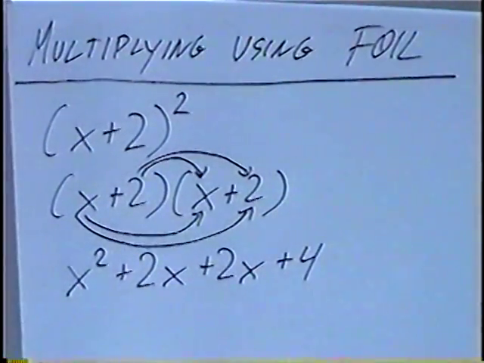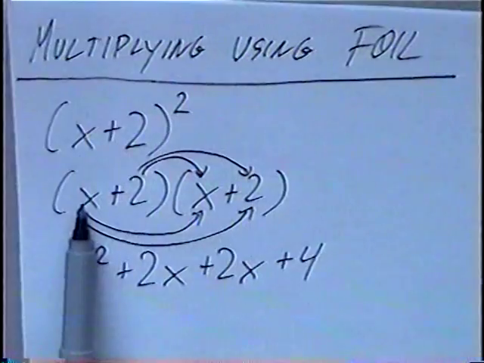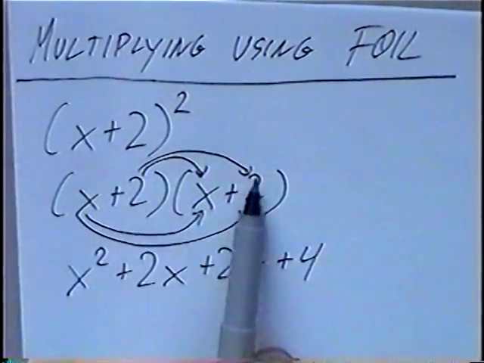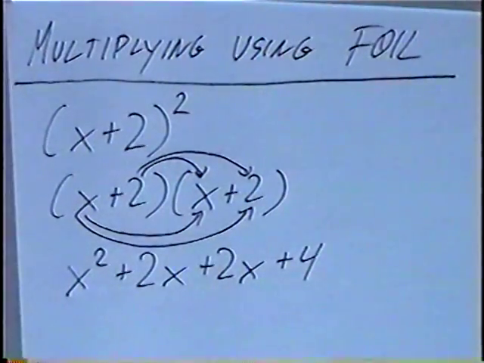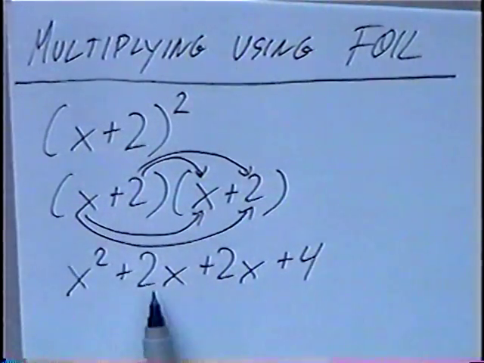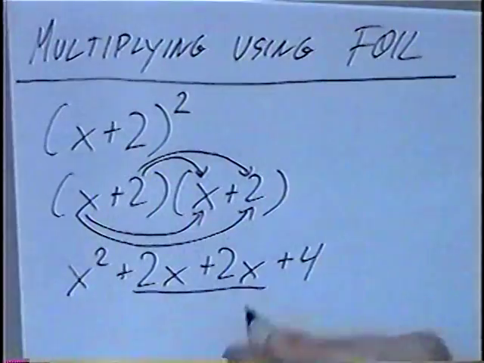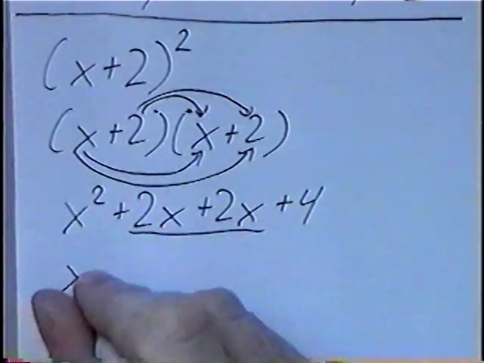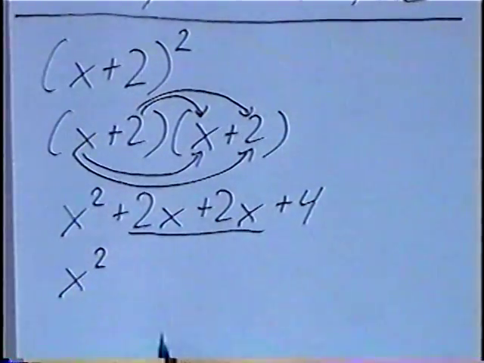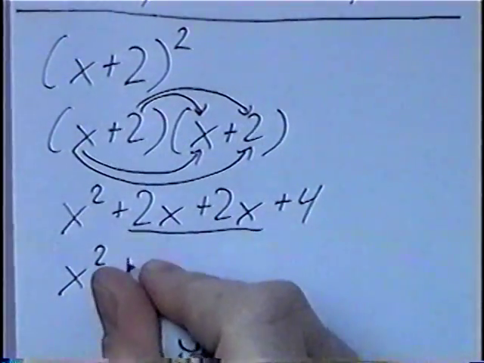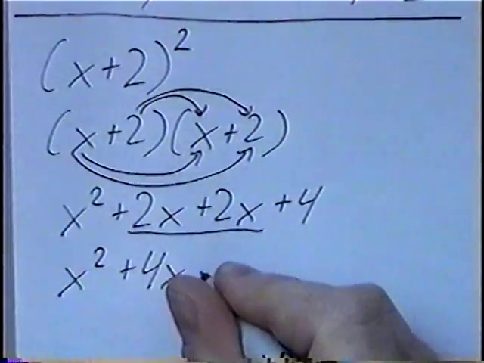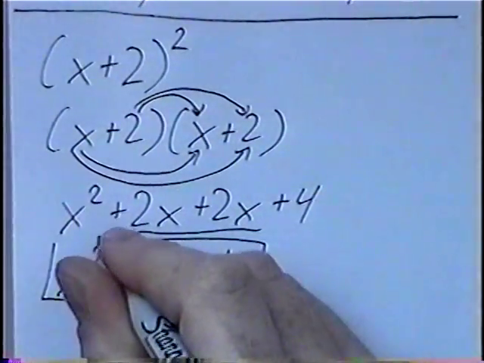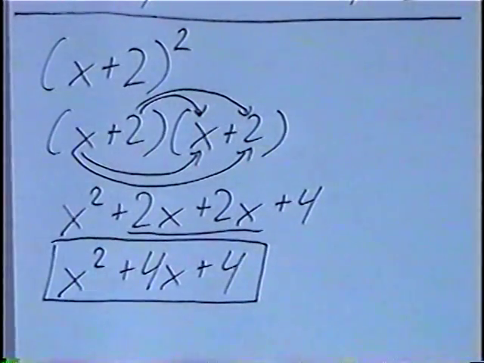Again, multiplying using FOIL basically takes the first term, multiplying that twice, and takes the second term, multiplying that twice. Whenever you have the same parentheses twice, the middle two terms will match up and be the same term, and we'll be able to combine like terms. So our final answer would be x squared, 2x plus 2x would be 4x, and plus 4 would stay the same. So our final answer, x squared plus 4x plus 4.